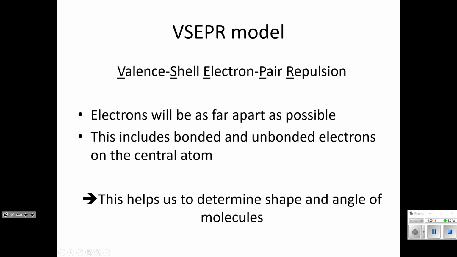But remember, valence refers to the outer shell electrons. And the R is the important part. The R stands for repulsion. And what that means is my first main bullet point, electrons will be as far apart as possible.